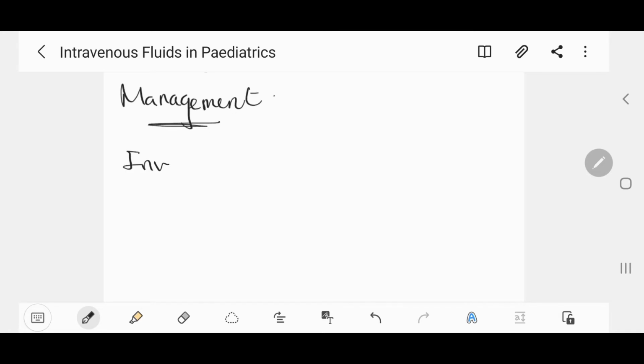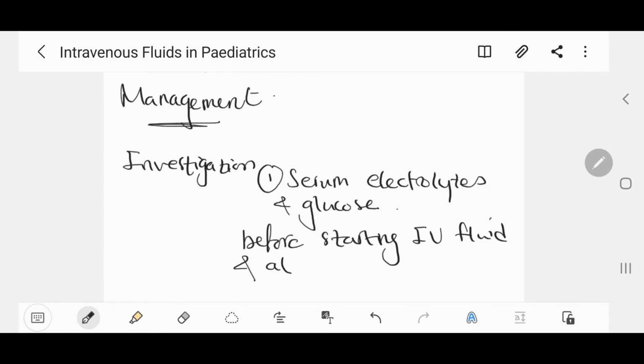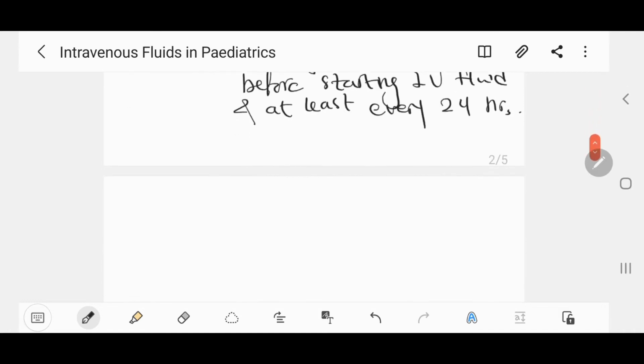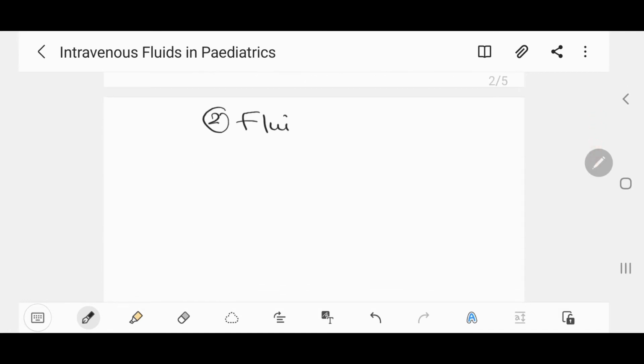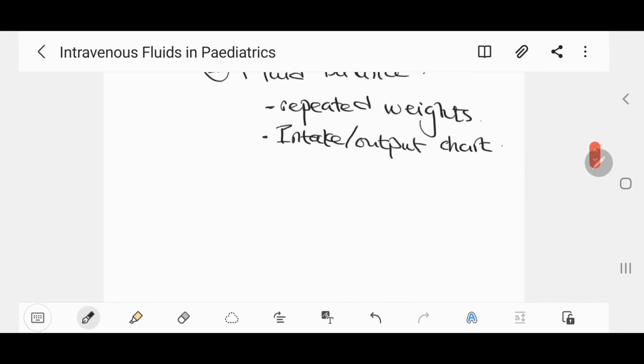As for management, investigation, we start by checking serum electrolytes and glucose before starting the IV fluids and during and at least every 24 hours after starting. Could be more frequent in sicker children. Now we also check fluid balance. How do we check fluid balance? It'll be by repeated weights and intake output charts.